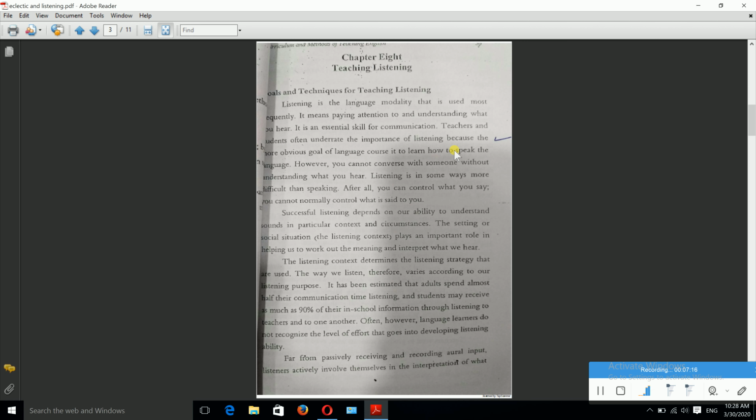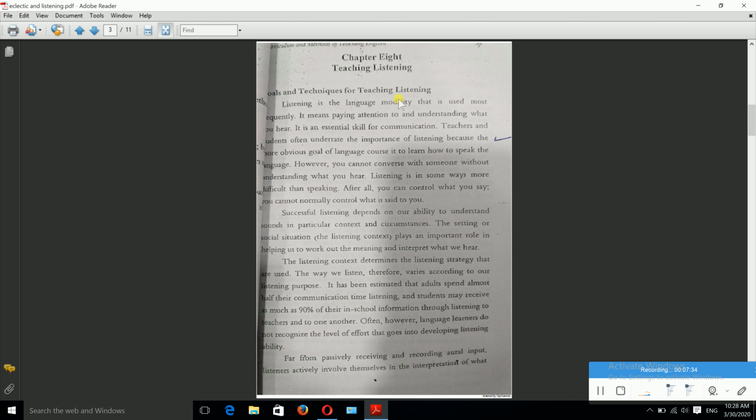Goals and techniques for teaching listening. Listening is the language modality that is used most frequently. It means paying attention to and understanding what you hear. It's an essential skill for communication.